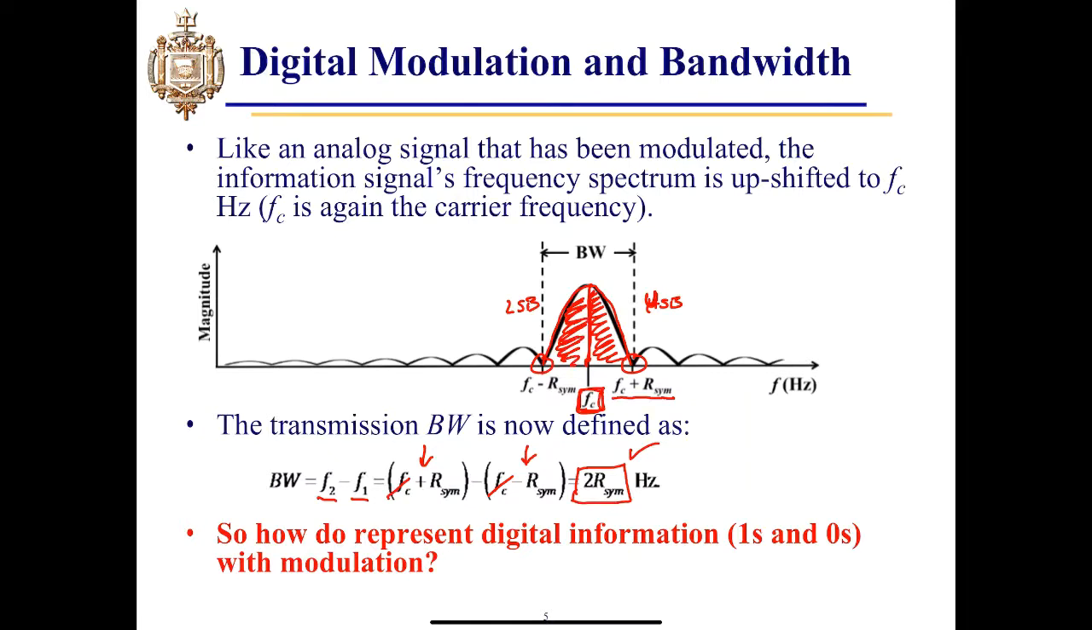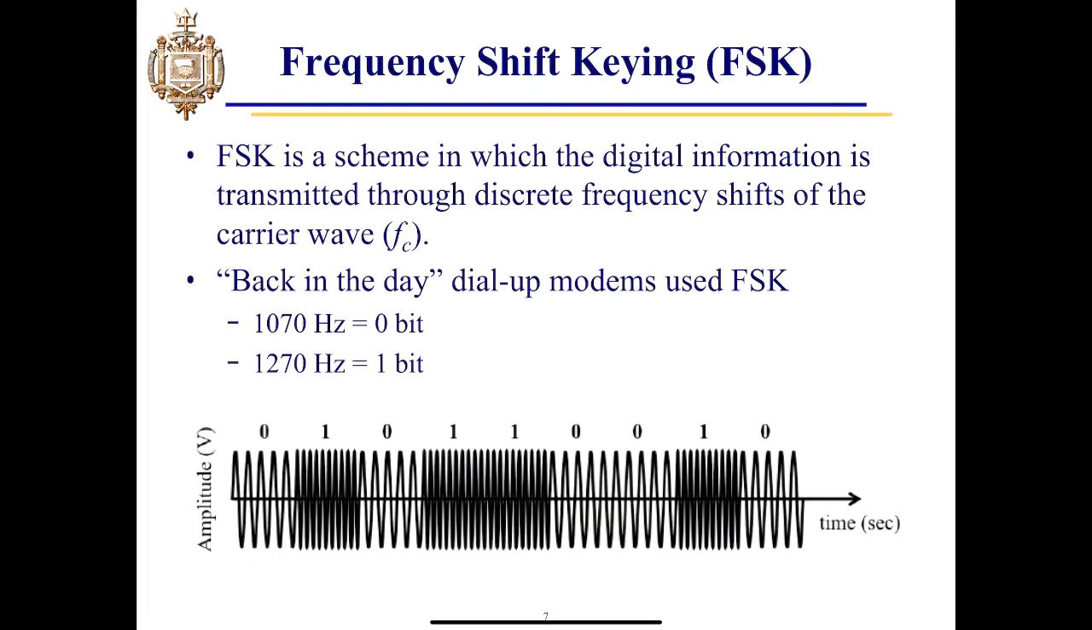So how do we represent a digital signal using ones and zeros with modulation? There's many different types of modulations. One type is called frequency shift keying. Remember, in a normal sine waveform, we have the amplitude times sine of 2 pi frequency t plus the phase shift, theta.